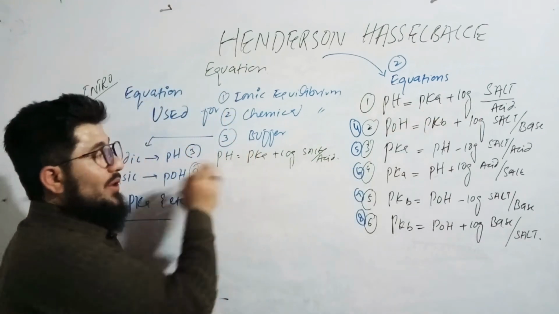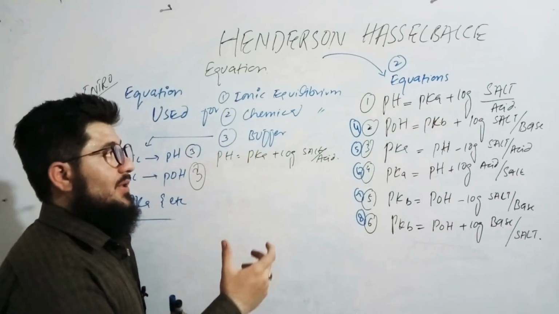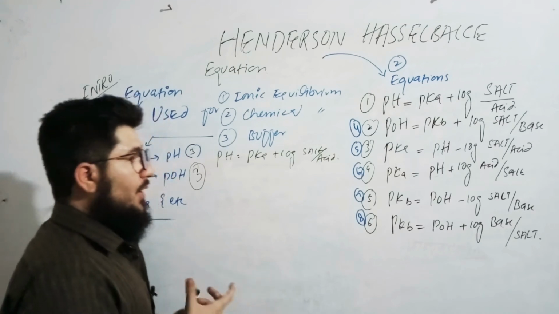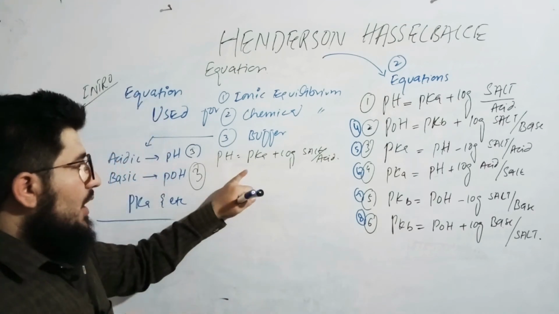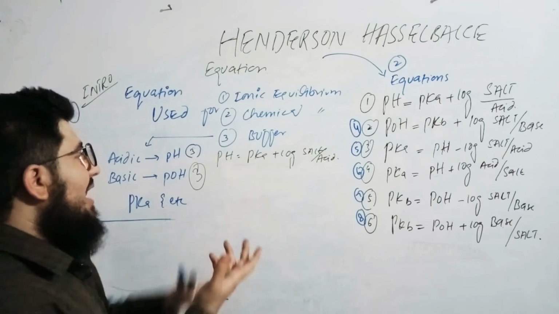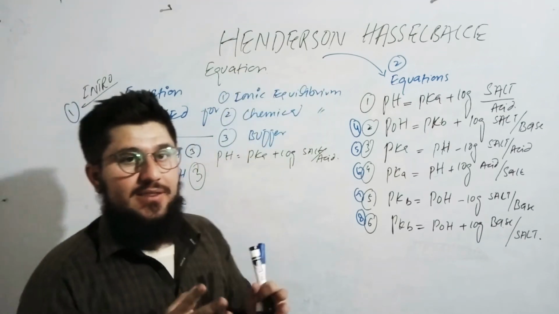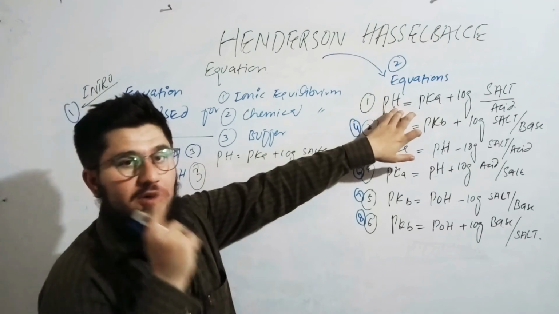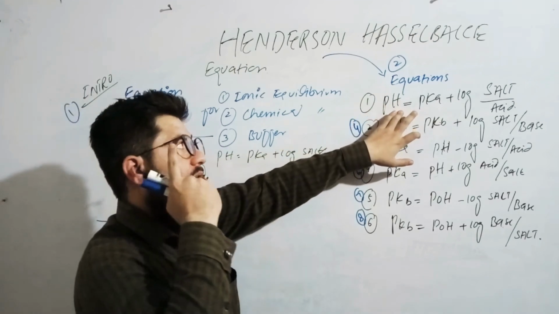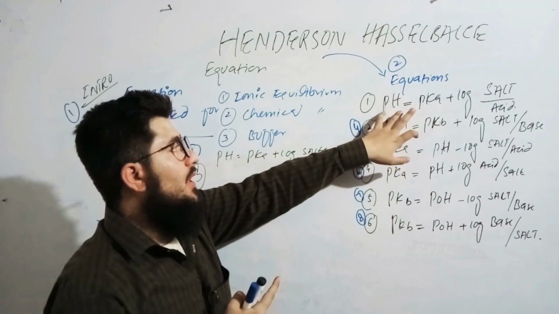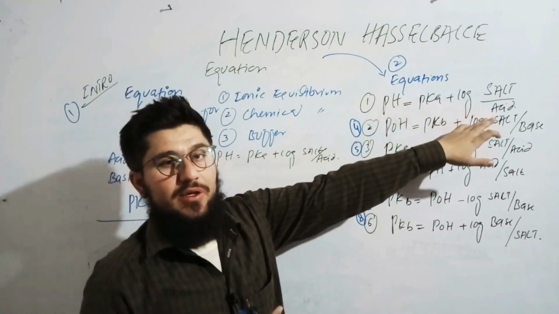Now we'll derive this equation here in very simple terms, in a very simple way. First of all, suppose we are asked in the exam to derive the Henderson-Hasselbalch equation for the pH of the acidic buffer solution. So remember, this is the equation: pH is equal to pKa plus log salt upon acid.